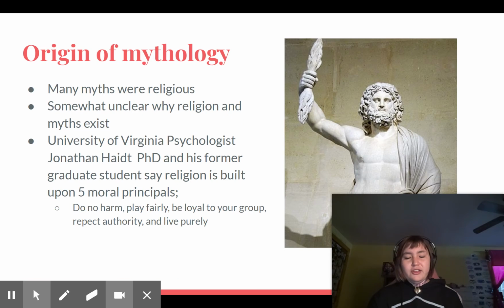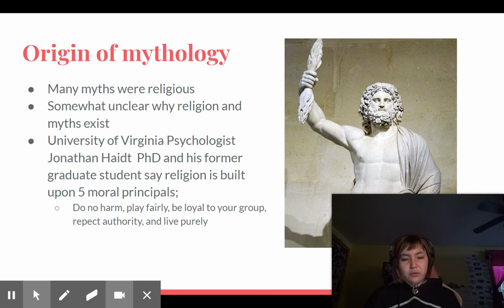There are countless mythological tales within the world of storytelling. Many of these stories, which we refer to as myths today, were religious, and many people of the times actually believed these stories. The origin of religion and mythology is somewhat unclear. However, it seems that it's a way for people to morally bind themselves or to feel as if they're part of a group.